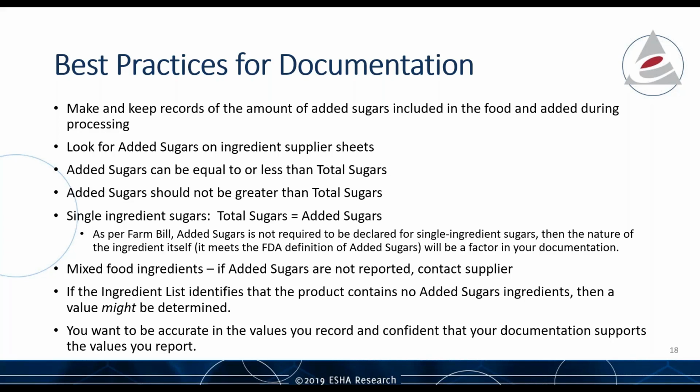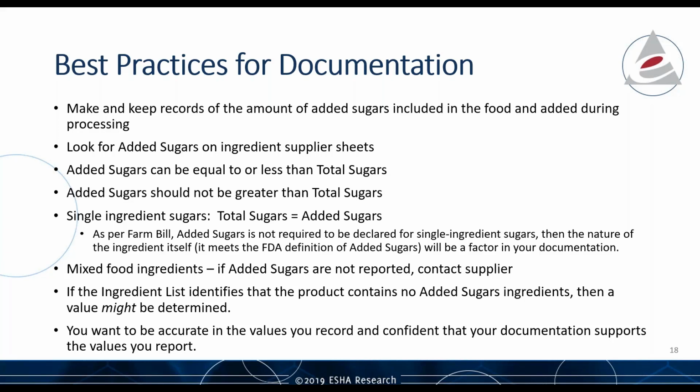With your ingredient records, look to see that your suppliers are reporting added sugars. Populate that information in Genesis when you are adding or updating ingredients. The added sugars value can be the same or less than total sugars. Added sugars should not be reported higher than total sugars on a data sheet and certainly not on a label. So if you see added sugars reported as higher than total sugars, you want to contact your supplier.